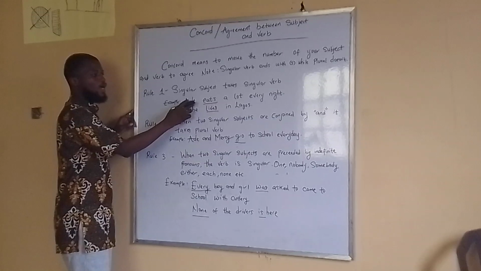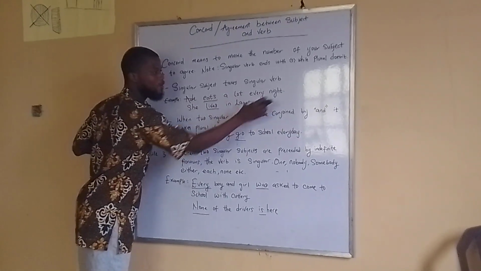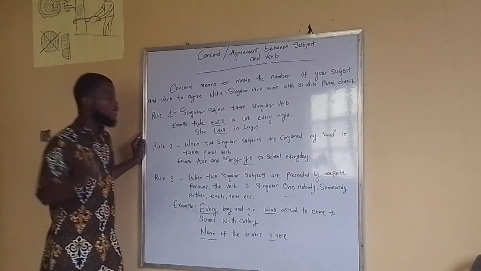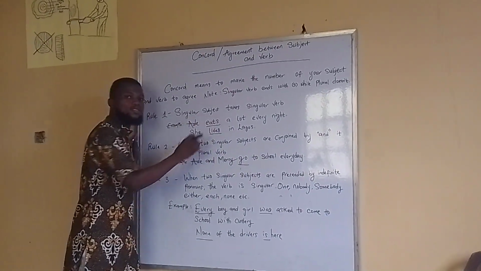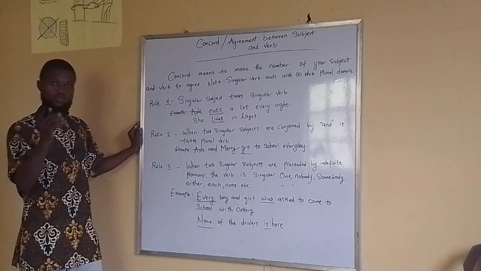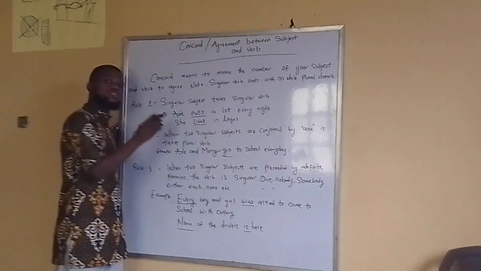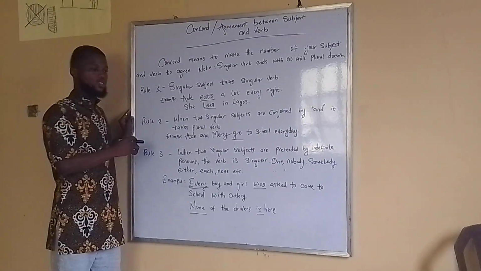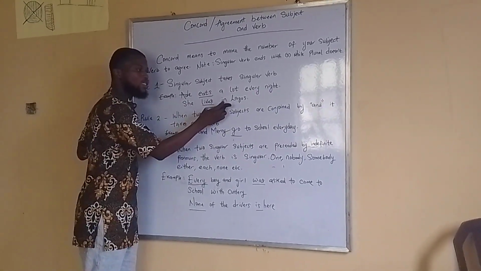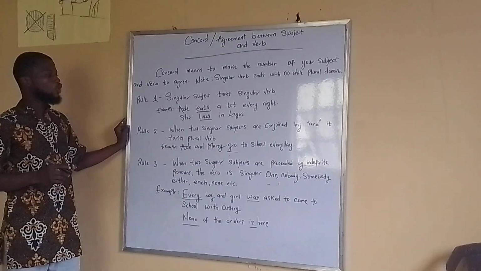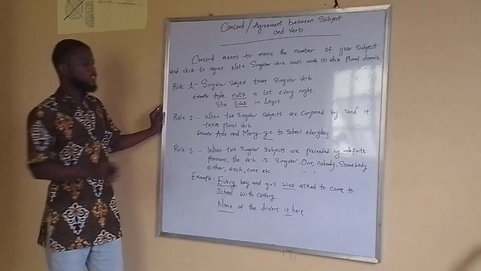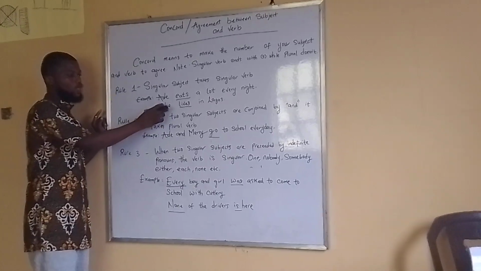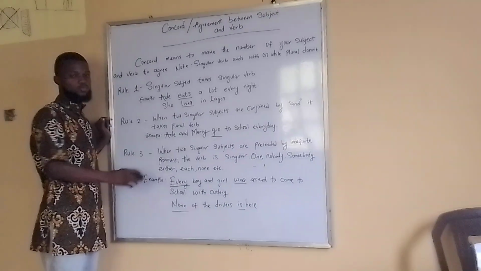For example, Ade eats a lot every night. Because of this S at the end of it, we can say that we are talking about a singular subject, which is Ade. Now the second example says, she lives in Lagos. Not she live in Lagos. She lives in Lagos, which is talking about the fact that we have one singular subject.